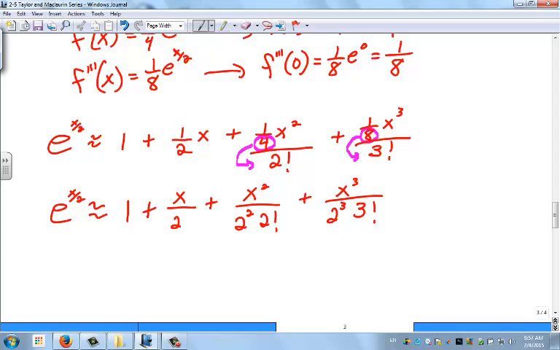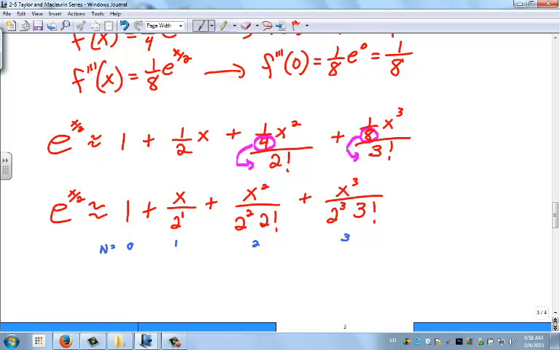Now, you're all pretty smart, right? So what is this? Well, this is term n. Let me put this in a different color. N in this is equal to 0, 1, 2, and 3. So, what have we got for a formula?